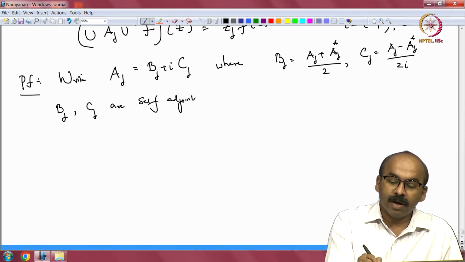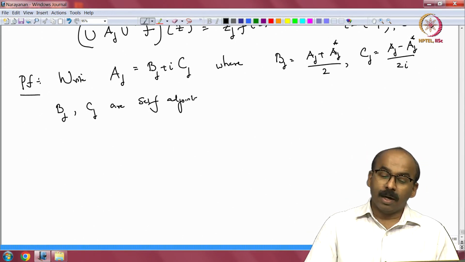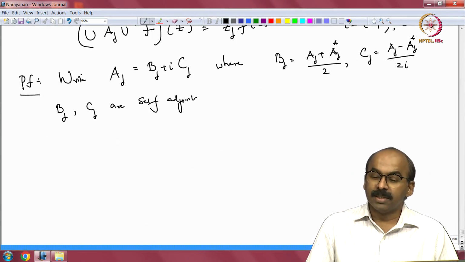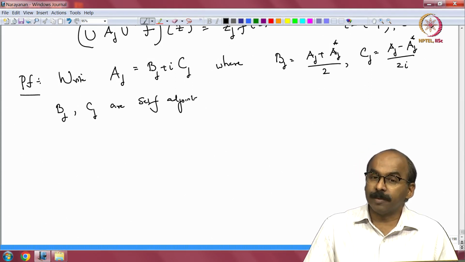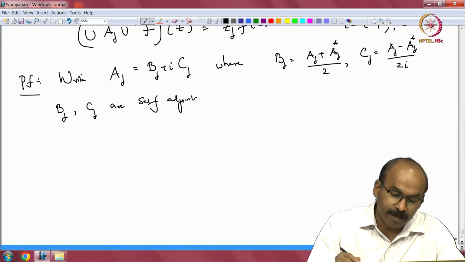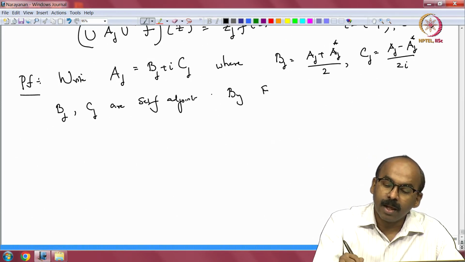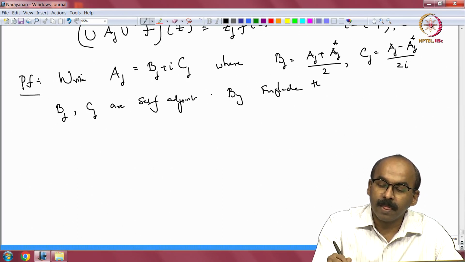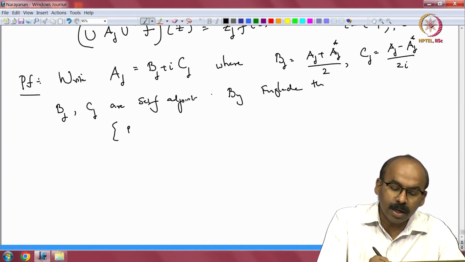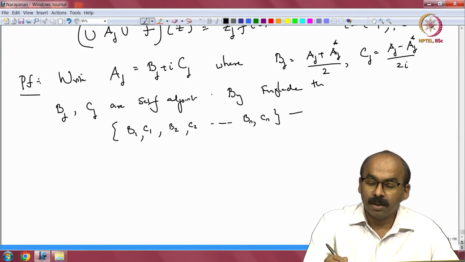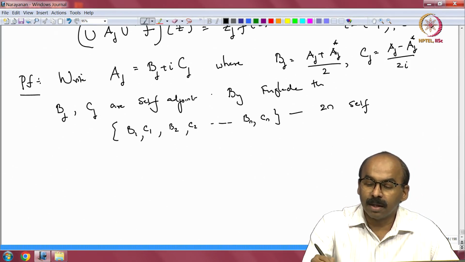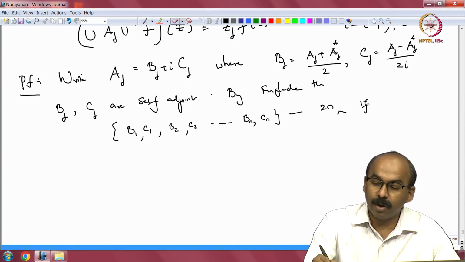Okay. And whatever operators you take, B1, B2, B3 up to Bn, C1, C2, C3 up to Cn, there are 2n self adjoint operators, they all commute with each other. That is the content of the Fuglede theorem. Okay. So, by Fuglede theorem, I look at B1, C1, B2, C2, etcetera, Bn, Cn, this forms 2n commuting self adjoint operators.